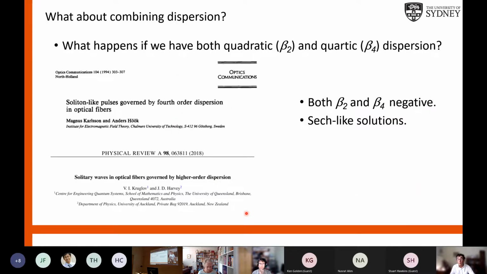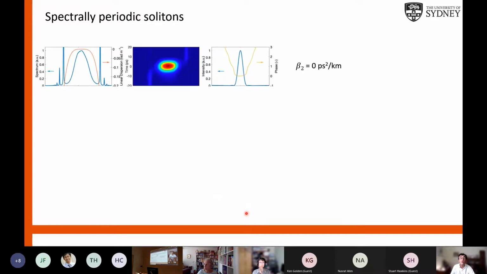And that's where I get to the main bits, namely combinations of different orders of dispersion. These have been looked at since 1994 by Karlsson and Höök, and it has been coming back over the years. And there was a recent paper by Vladimir Kruglov and John Harvey. Let me take you through some of the experiments that we have done. On the left-hand side, the orange curve here is the dispersion relation. This is a purely quartic dispersion relation.